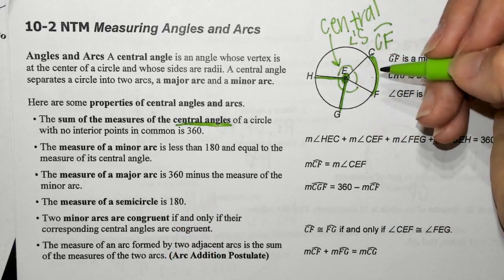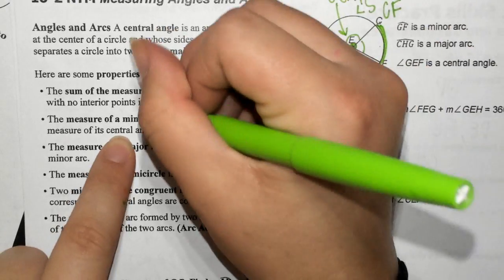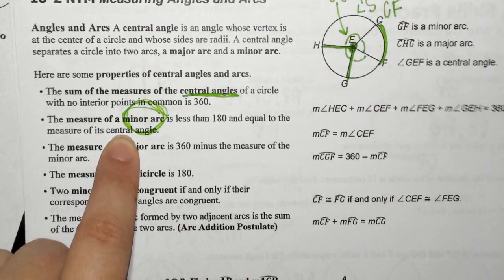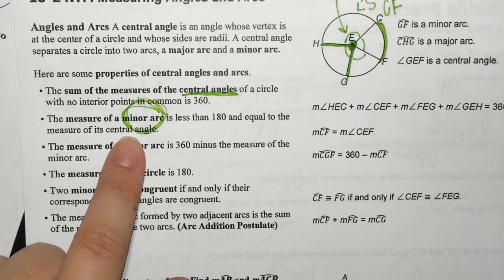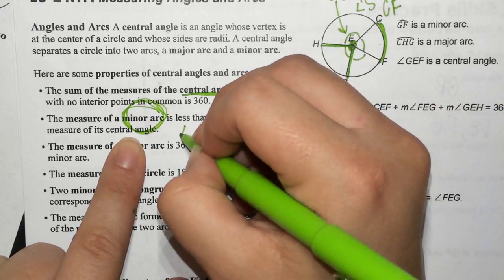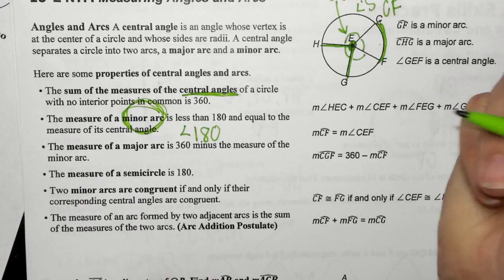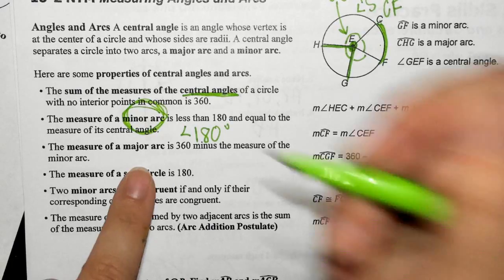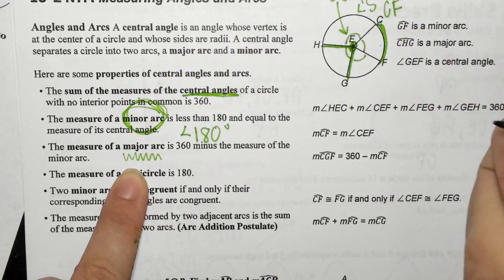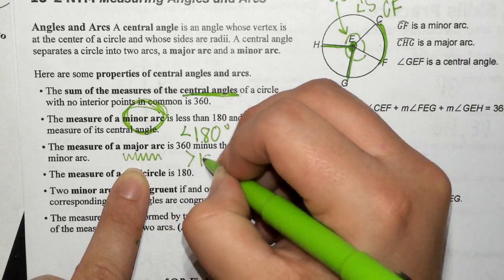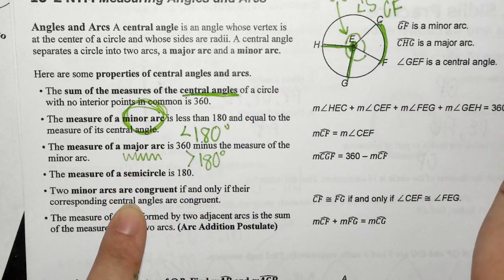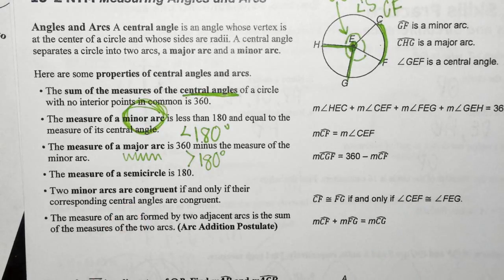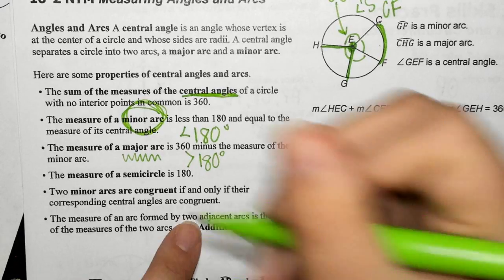Okay, now there's 3 different kinds of arcs. There's a minor arc, so I'm circling minor. A minor arc is any arc that is less than 180 degrees. Any arc that is less than 180. A major arc is greater than 180, but less than 360. And then the last one is a semicircle.